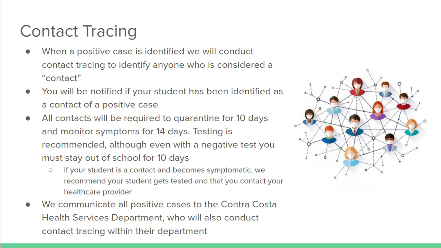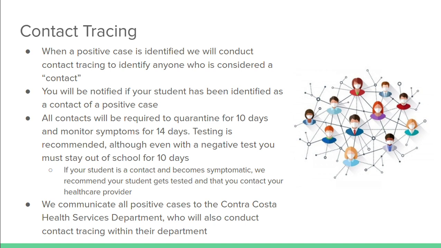Contact tracing. When a positive case has been identified, we will conduct contact tracing to identify anyone who is considered a contact. You will be notified if your student has been identified as a contact of a positive case, and all contacts will be required to quarantine for 10 days and monitor symptoms for 14 days. Testing is recommended, although even with a negative test, you must stay out of school for 10 days.